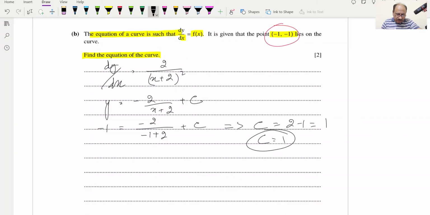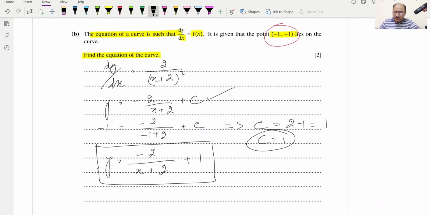This value we can replace in this equation, and we will get y is equal to -2 over (x plus 2) plus 1. So this will be the final answer, the integral. This is the 2 marks part which we have done.